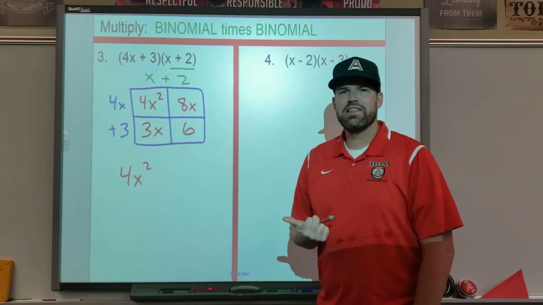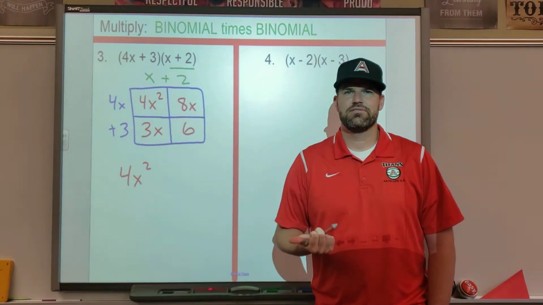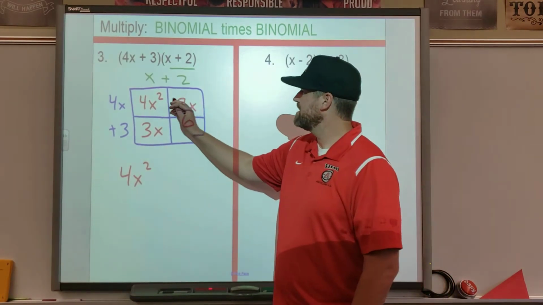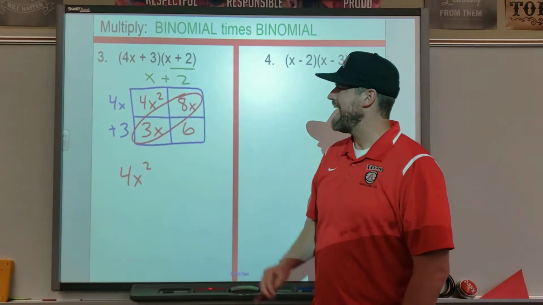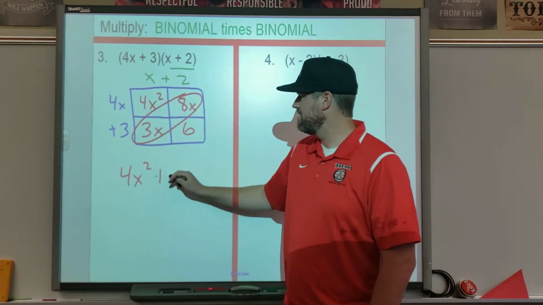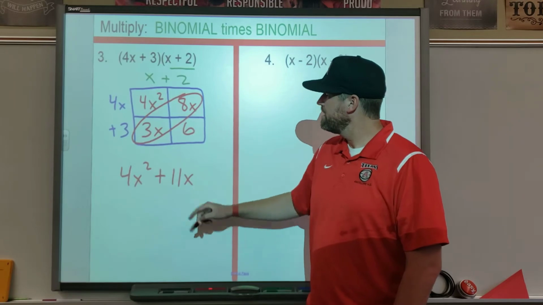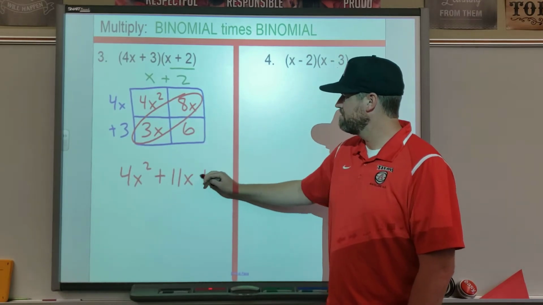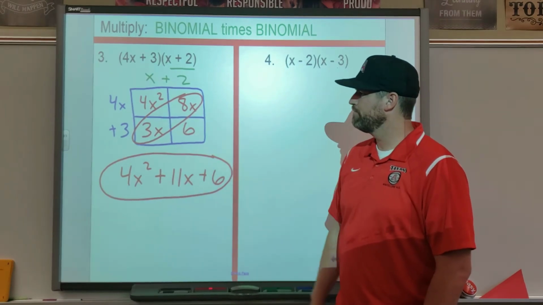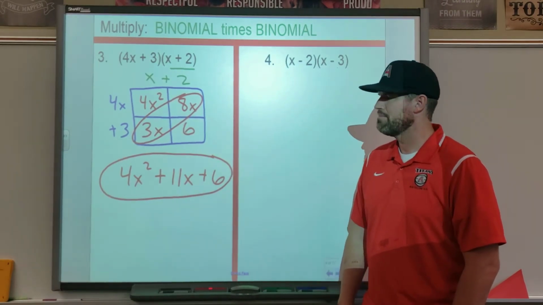But what can I combine the 8x with? Right, I can combine it with 3x because they both have x. So I can take these like terms and add them together. 8x plus 3x is 11x. And then finally we have 6 all by itself. So we end up getting the trinomial 4x squared plus 11x plus 6.